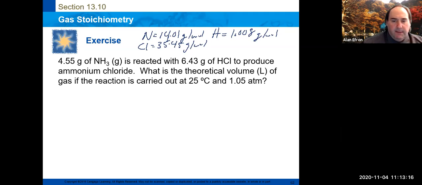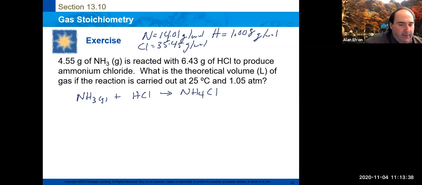Okay, so let's take a look and see. Again, we're reacting NH3 with HCl to produce ammonium chloride, so we are going to need an equation here. So we have NH3 plus HCl going to make ammonium chloride, which looks something like this. We want to make sure it's balanced, and it looks like it should be. We have one nitrogen on both sides, four hydrogens, and one Cl on both sides.